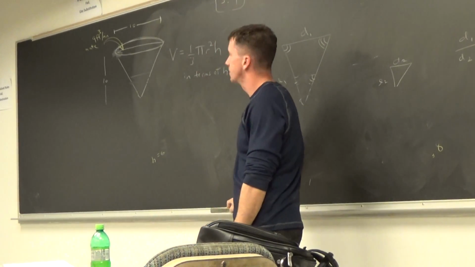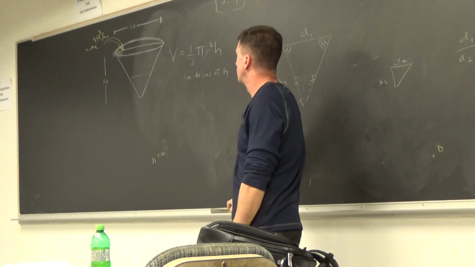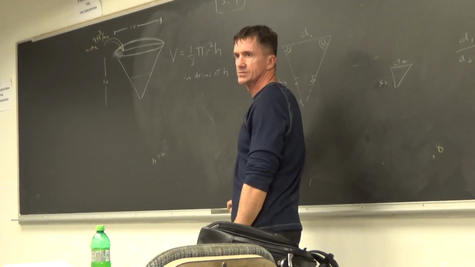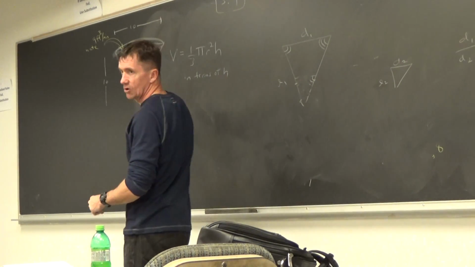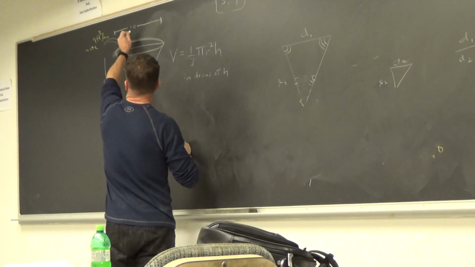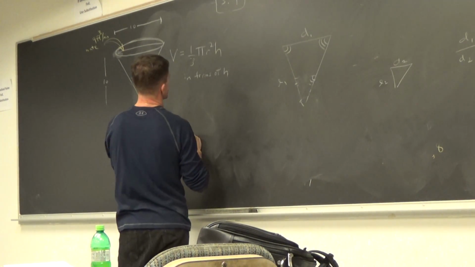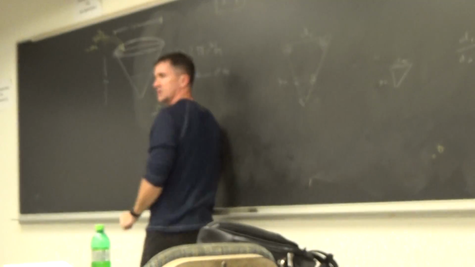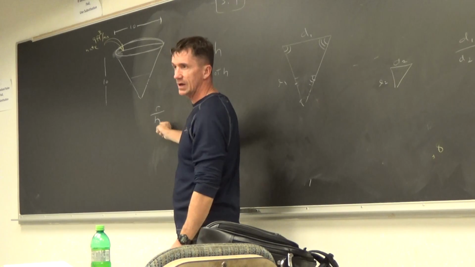So that's 3V over pi r squared. I want to write this whole thing in terms of h, so I need a relationship between r and h. How about I solve for r? Let's write this: r is to h.